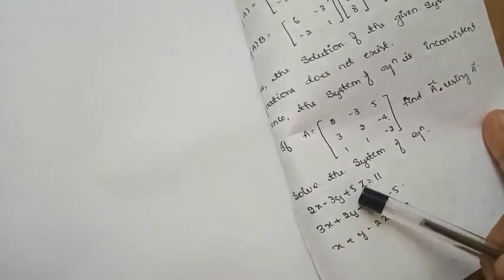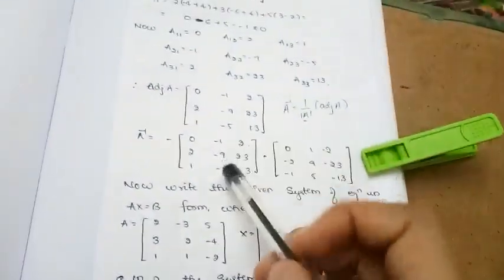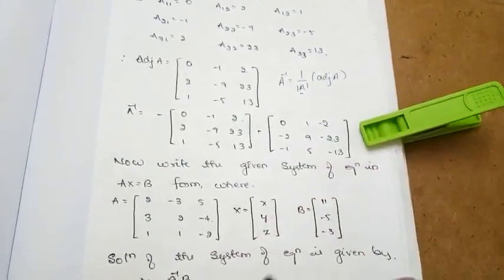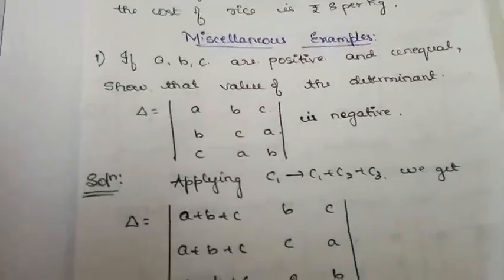2x minus 3y plus 5z, that is 2, minus 3, 5; 3, 2, minus 4; 1, 1, minus 2. So this A and this A are one and the same. So it's not a big issue. This is how we solve problems of this type. So let us move to the miscellaneous examples.